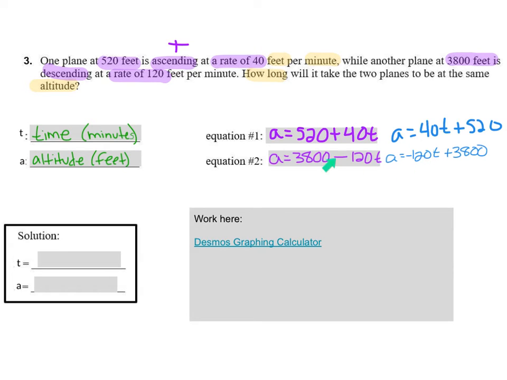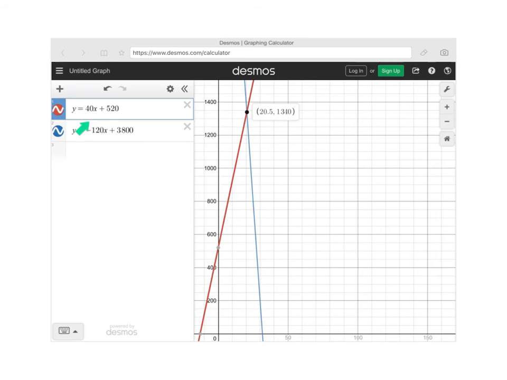So I've kind of already given away that these are written in slope-intercept form, so this is a great problem to graph. Let's head over to Desmos and graph these two equations. Here you can see I've graphed both equations, and I had to zoom out a whole lot on my graph in order to see where these two lines were intersecting.